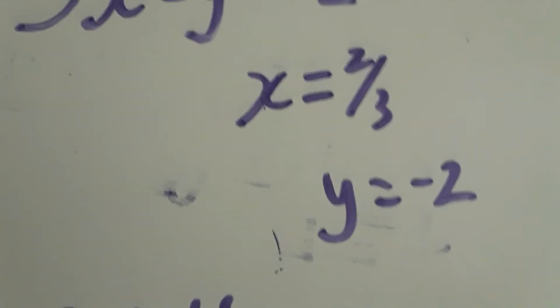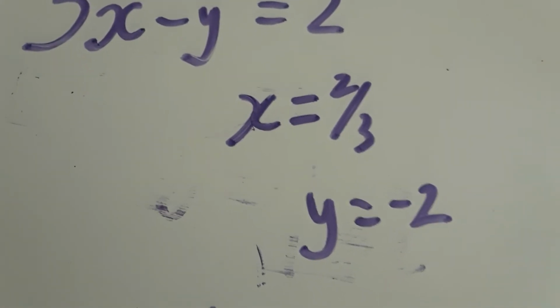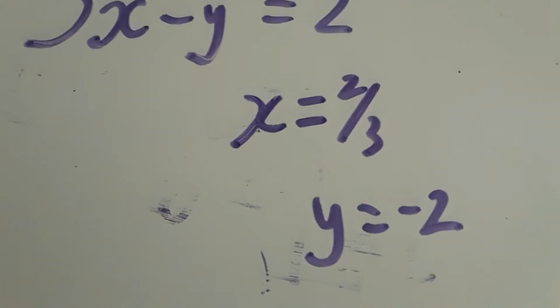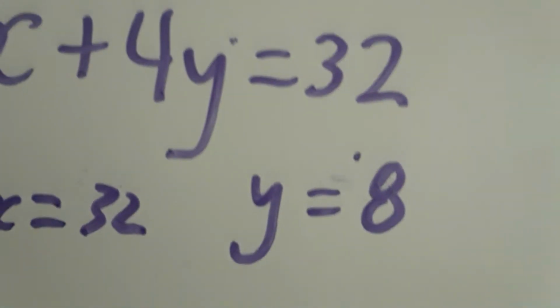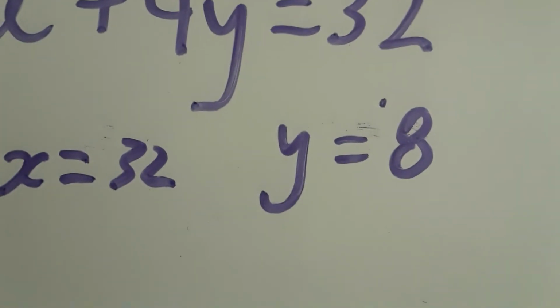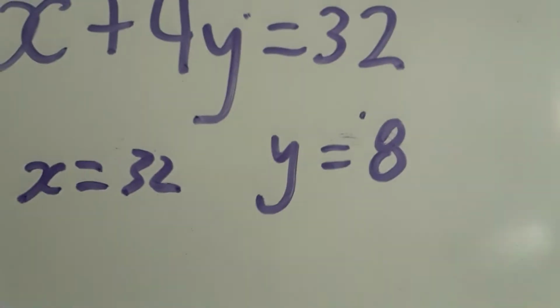Keep in mind that for this equation we've got the x and y intercepts, which you found after making x and y equal to 0. X is 2/3, y is negative 2. Down here we have 8 and 32. So let's take a quick peek at what that looks like.